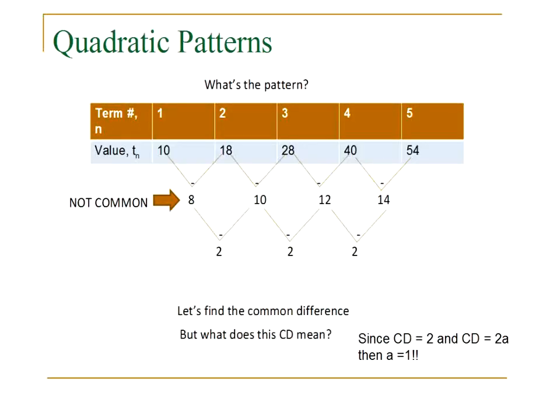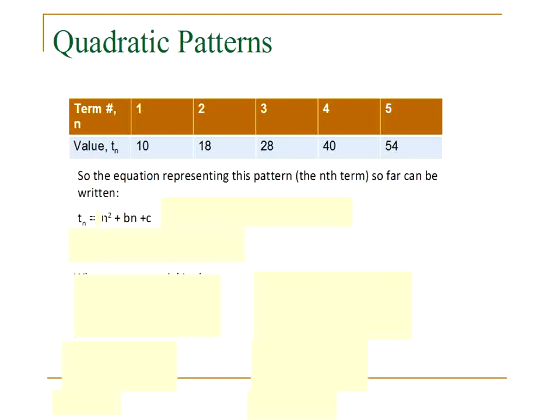So let's go back to our example. We had these numbers, 10, 18, 28, 40, 54. And what we had was a common difference of 2. Well, now that I know that, the A is 1. So I found 1 out of 3 constants. Here's the 1. The equation now is Tn equals 1n squared plus Bn plus C. But what I need to do now is find the B and the C.